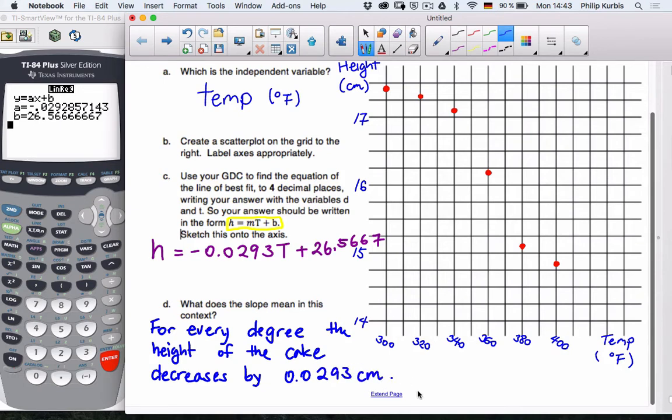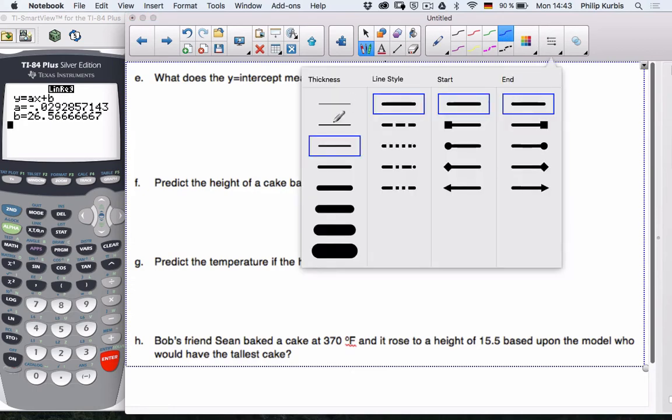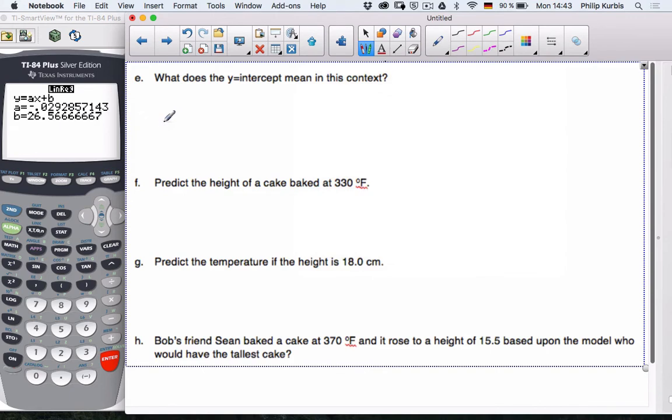Excellent. All right, so carrying on to part D, on the next slide, we see what does the y-intercept mean in the context. This is a bit of a ridiculous question, isn't it? Right. The y-intercept, because our x values, or independent variable, was temperature, the y-intercept means when the temperature is 0 degrees. 0 degrees Fahrenheit.